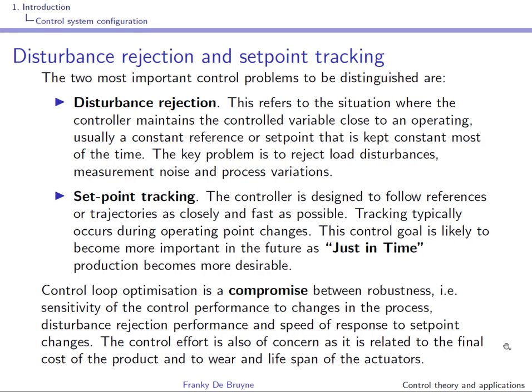Control loop optimization is the art of finding compromises between disturbance rejection performance, tracking performance, but also robustness. Robustness is the sensitivity of the control performance to changes in the process. The control effort or control energy is also of concern, as this control energy is related to the final cost of the product and to wear and lifespan of the actuators.